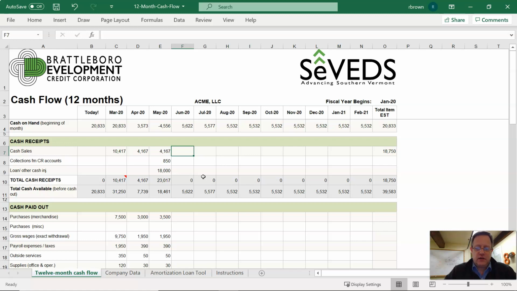Again, this was a very high-level overview of how you might be able to use this tool to explore your situation now, and then what potentially a little bit of cash infusion might be able to help with.